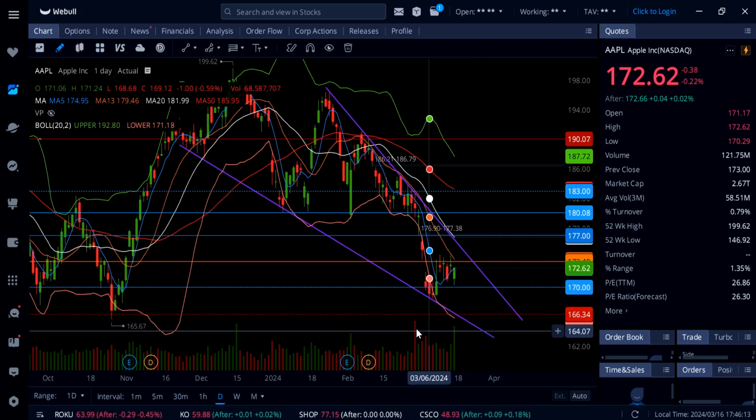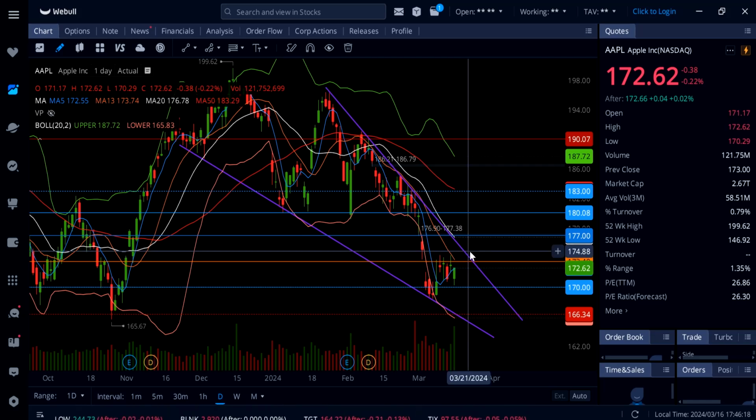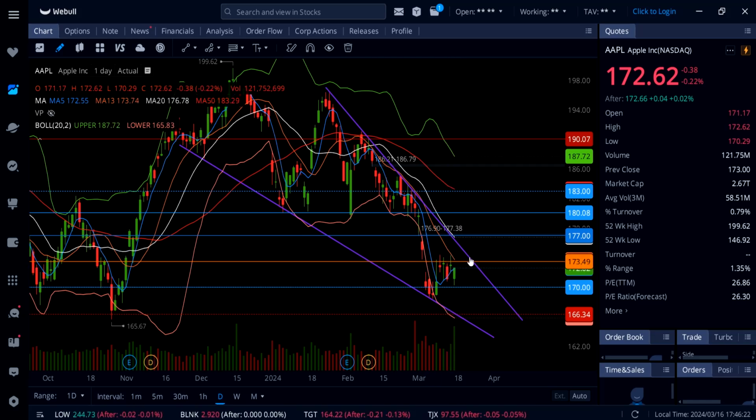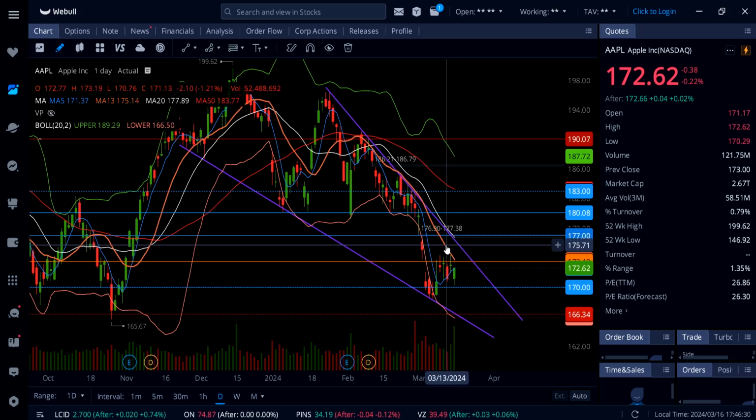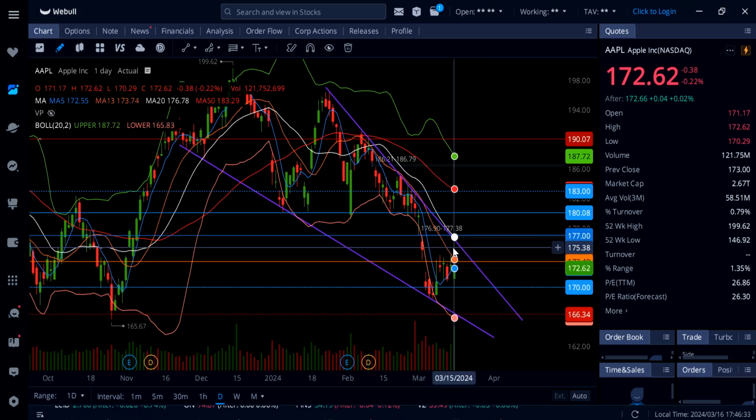To the upside, it needs to get above 173 and then watch out for that breakout. And now that's going to be around 175-ish right here. Above 175, you're going to see a breakout on Apple, and this thing can run all the way up to 177.38 to close this gap on top, and then we can talk about more upside on Apple stock.